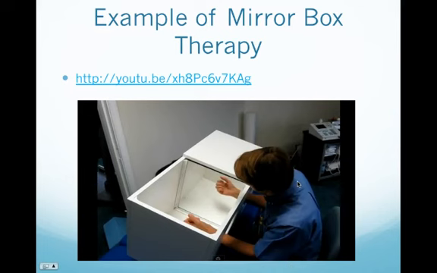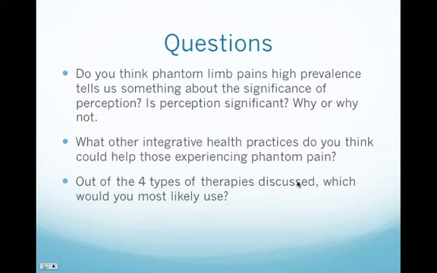Okay, and some questions are: 1, do you think phantom limb pain's high prevalence tells us something about the significance of perception? Is perception significant? Why or why not? So by this question, as we've learned, when the limb is removed, the perception is thrown off of whether the limb is actually there or not. So what role do you think perception of having the limb plays in the pain that's experienced?